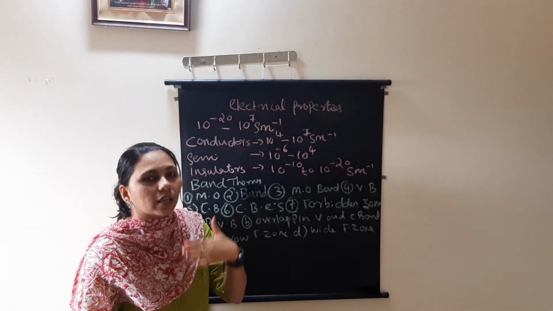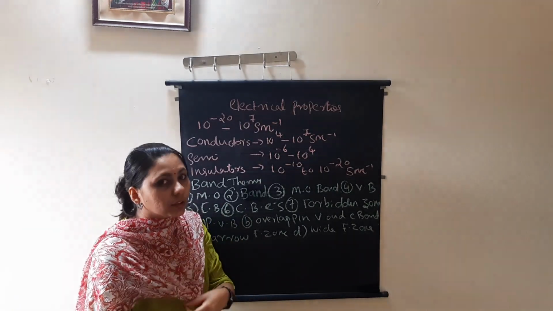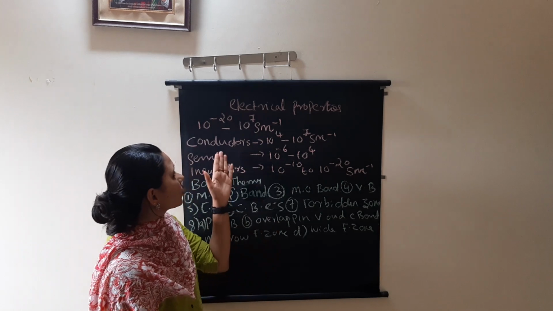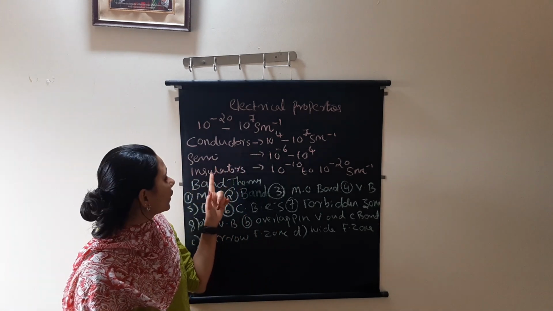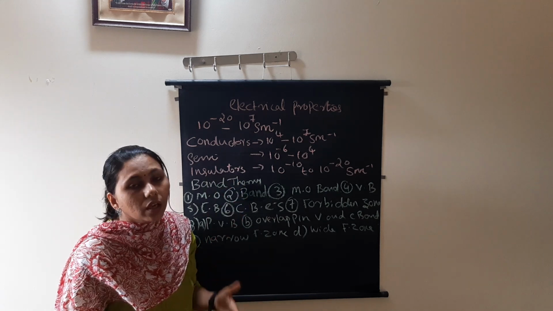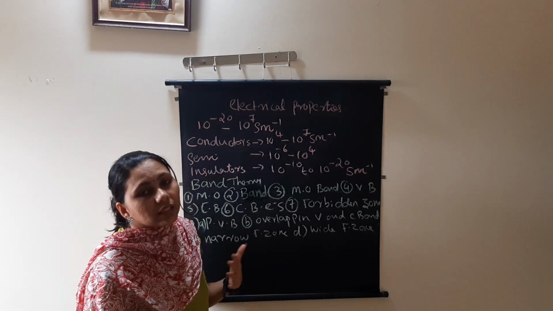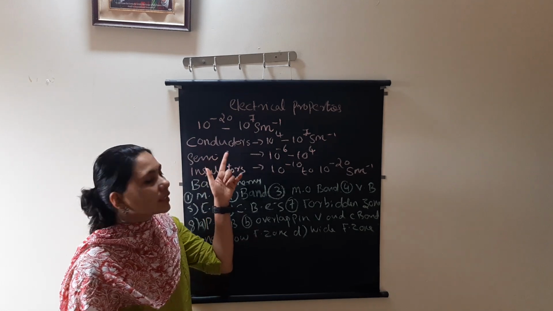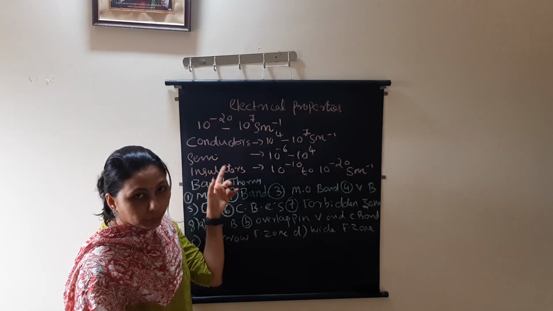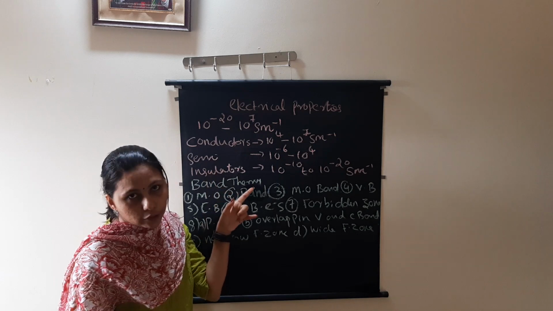All of you know the terms we use many times. The first one is conductors, the second one is semiconductors, and the third one is insulators. Based on the conductivity, the substances are mainly classified into three types: conductors, semiconductors, and insulators.